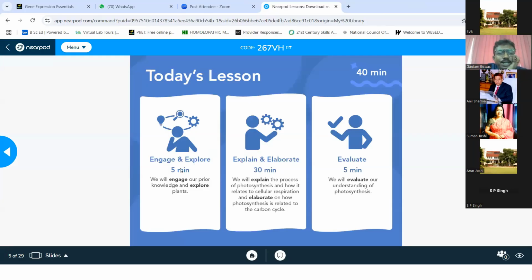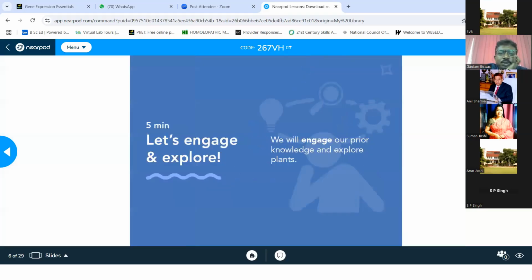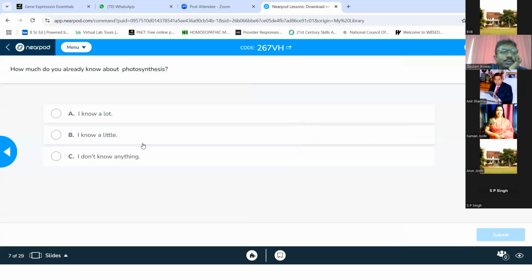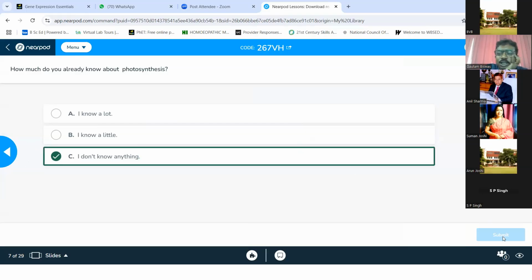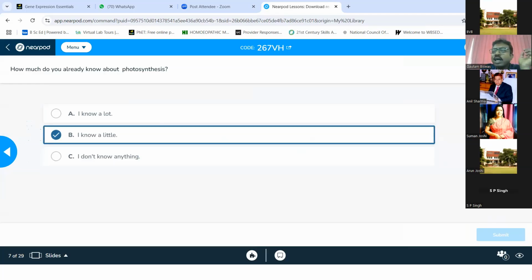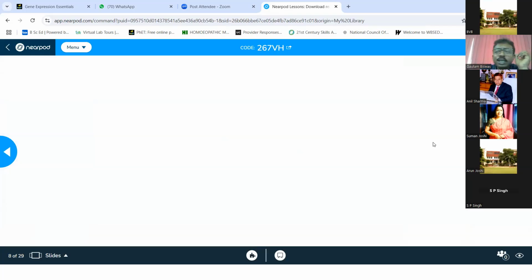And how the class had been divided: engaging and exploring for 5 minutes, explain and elaborate 30 minutes, evaluate 5 minutes. So let's explore. Here are certain initial questions about how much do you already know about photosynthesis? I don't know anything, suppose you say, and you just submit it. So anyway, it is nothing like that. It is how much a student says, no one is going to write, I know a lot. I know a little or something like that. And the feedback will be going. The next thing, this is actually engaging the class.